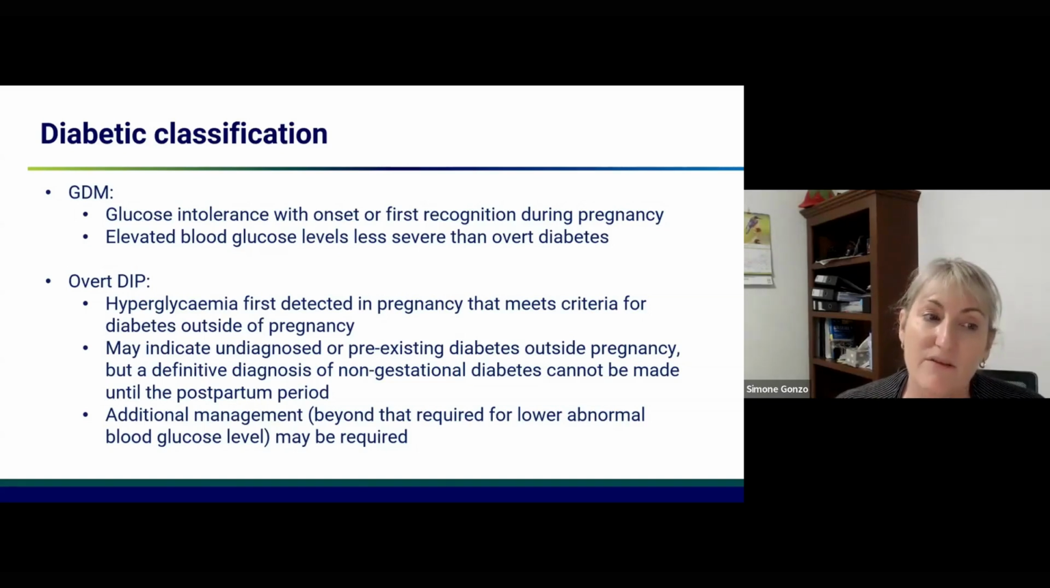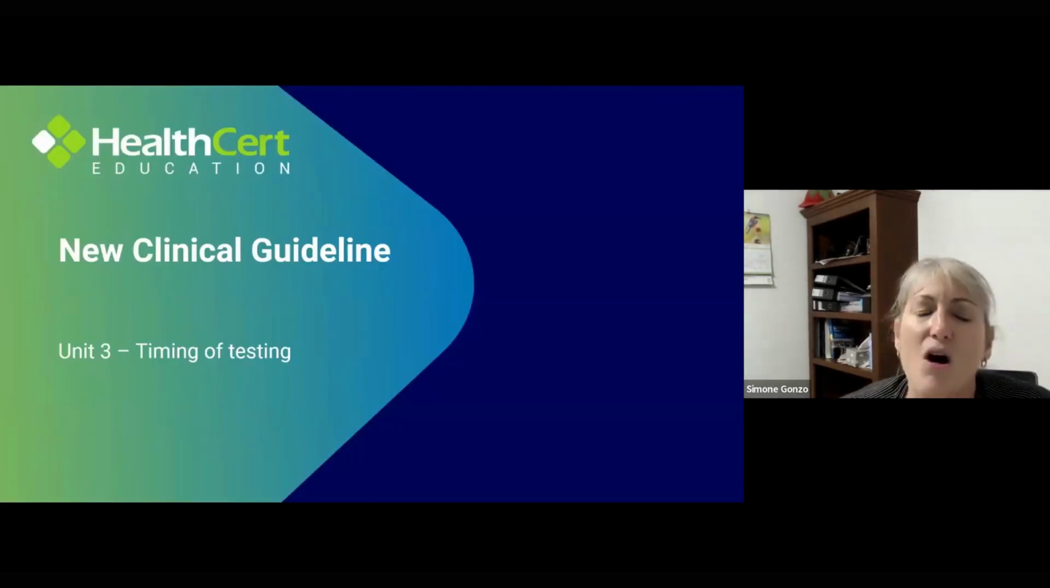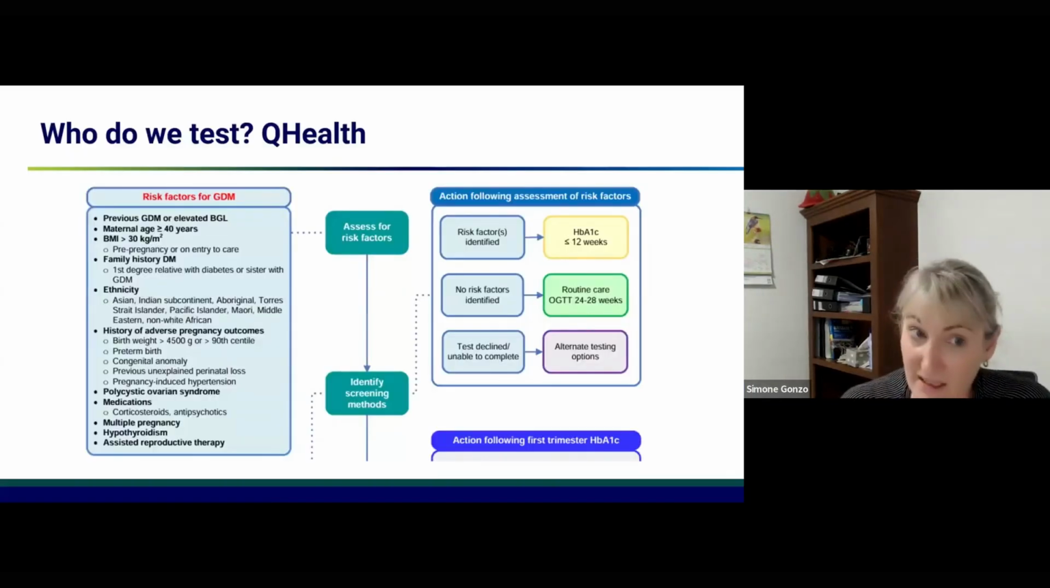So those patients with overt diabetes in pregnancy would be referred to your hospital as an urgent case much sooner, or as soon as that diagnosis is made, to get them into the hospital system under the obstetricians. So when do we do our timing of testing now? Is that still the same? Has that changed? With this particular point, I have referred back to the Queensland Health Guidelines and looking at who we test first. So who we test, the patients that we actually want to get a closer look at.